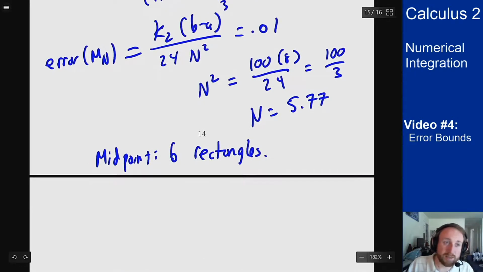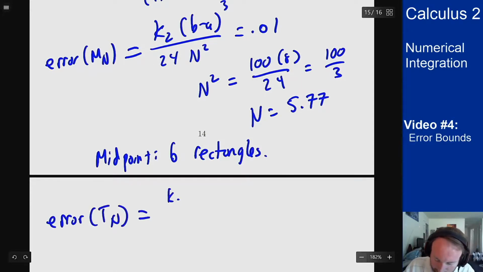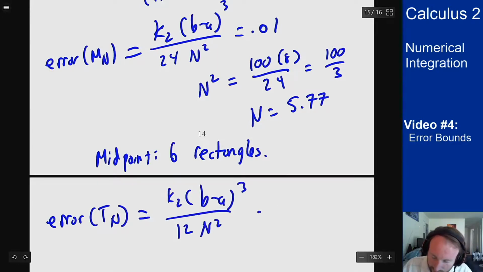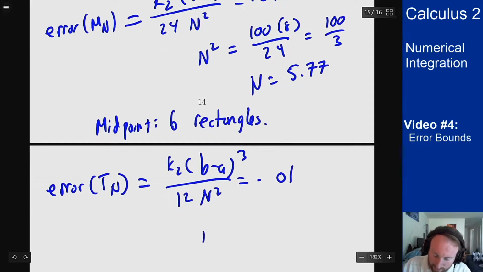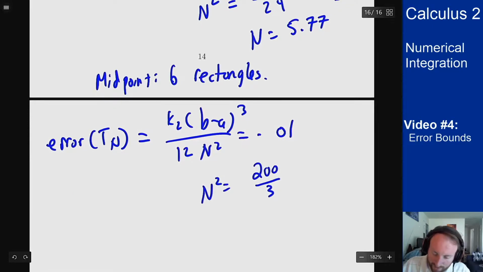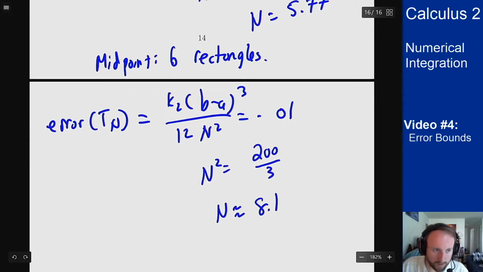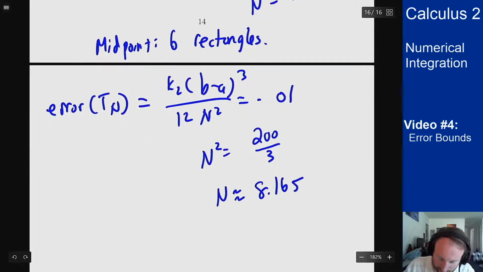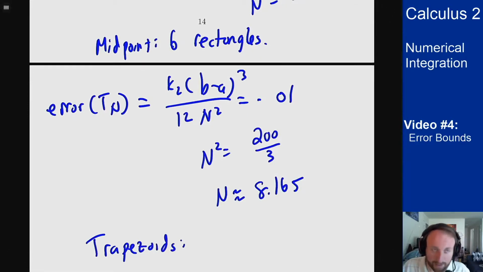Well, for a trapezoid, my setup's almost the same. I just have a 12 instead of a 24 in my bound. The error for trapezoids is going to be k2 times b minus a cubed over 12n squared, set to be 0.01. I can solve this out again. I'll get n squared is going to be now 200 over 3. And if I square root that, I get n is around 8.165. And so for trapezoids, I actually need 9 trapezoids to make this work out inside this bound.